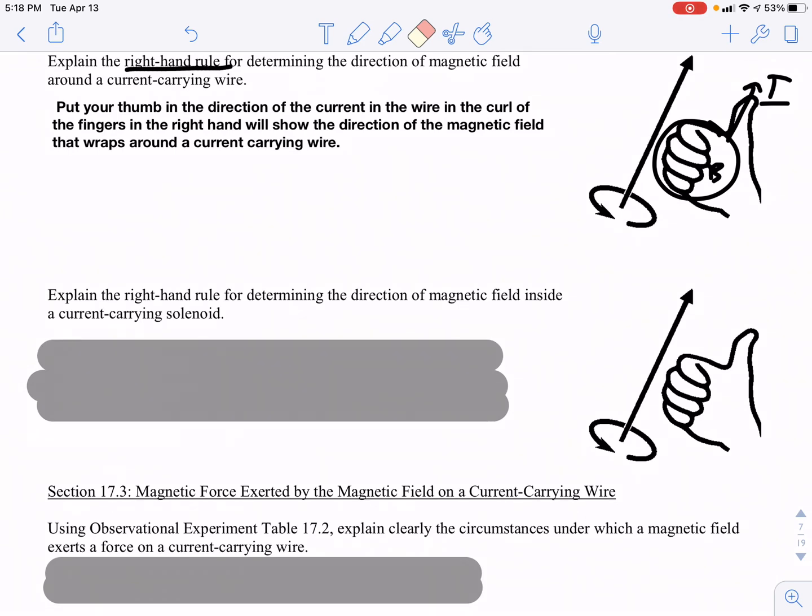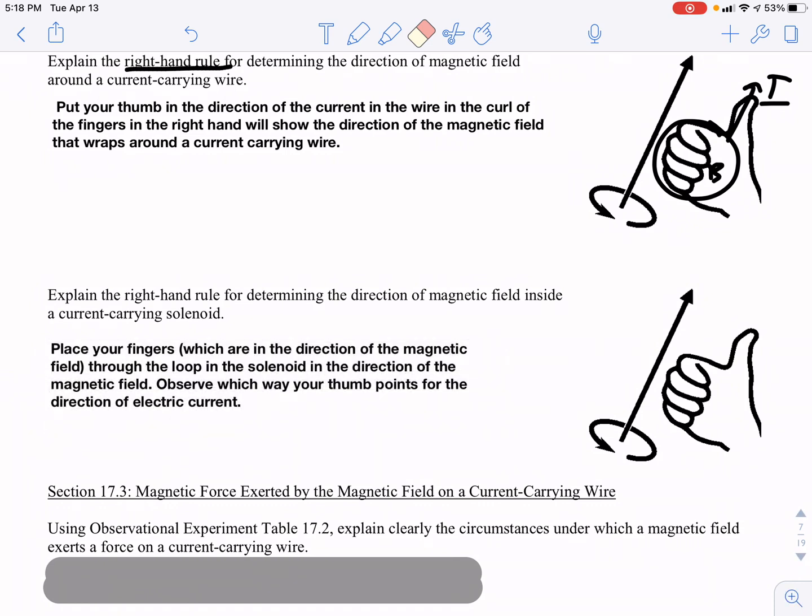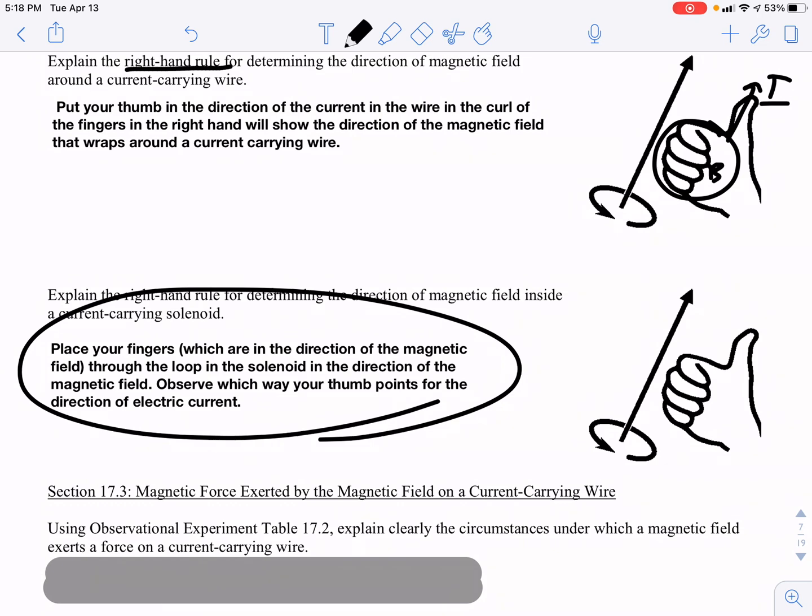Explain the right-hand rule for determining the magnetic field inside a current-carrying solenoid. Well, in this one, we're going to place our fingers through the loop, one way or the other, through the solenoid, through the coil, in the direction of the magnetic field. We do this by sticking our thumb in the direction of the current as it passes through the coil. Again, we will demonstrate this one in class together.